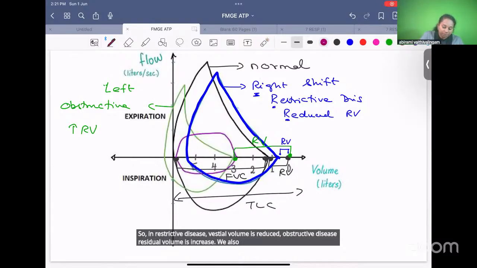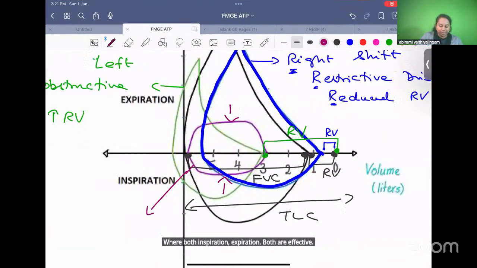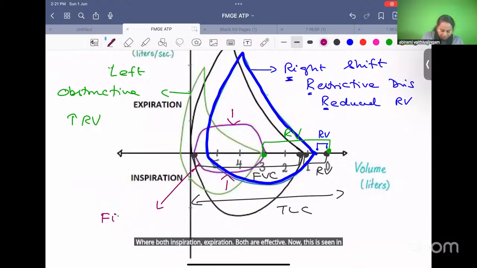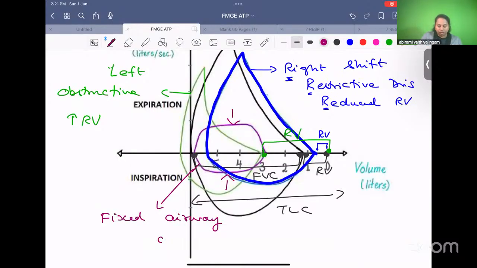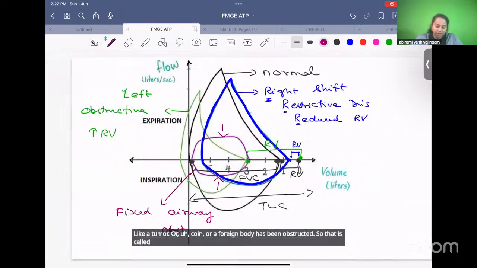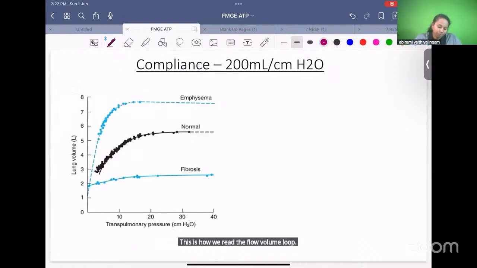We also have another purple colored loop here where both inspiration and expiration are affected. Now this is seen in fixed airway obstruction, like a tumor or a coin or a foreign body causing an obstruction. So that is called fixed airway obstruction. This is how we read the flow volume loop.